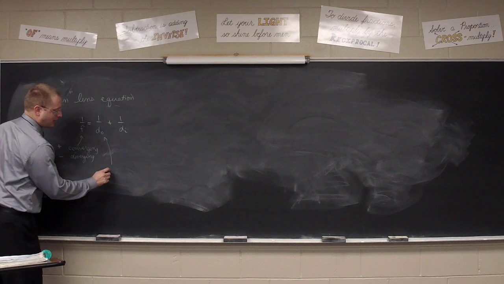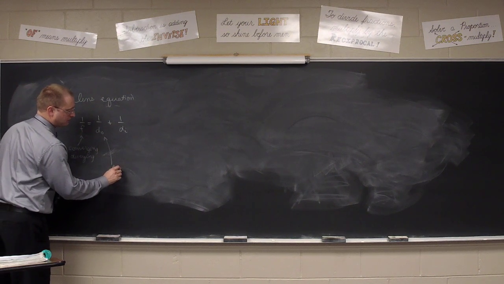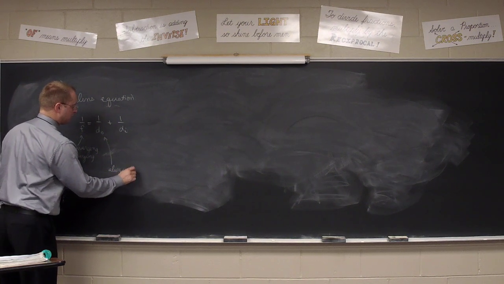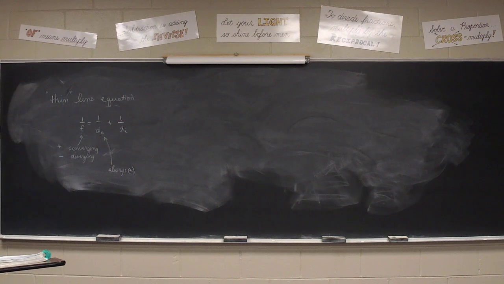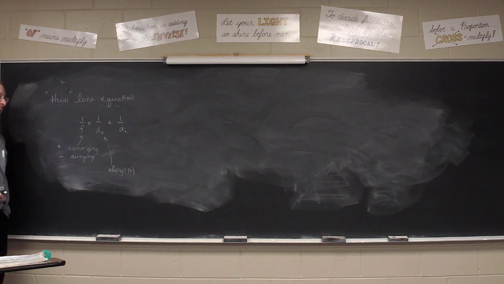Object distance, like the mirrors, is always positive. We assume the placement of the object is where we want the object to be. If we wanted it to be somewhere else, we would have moved it. We put it where we wanted it. Thank you very much.